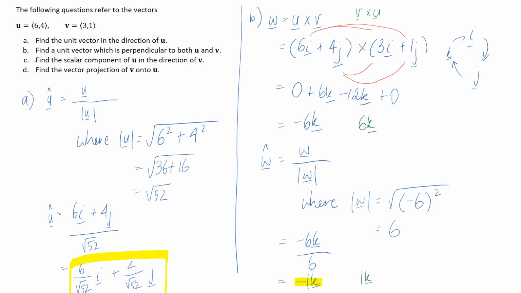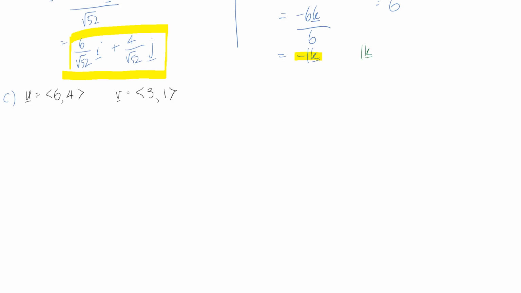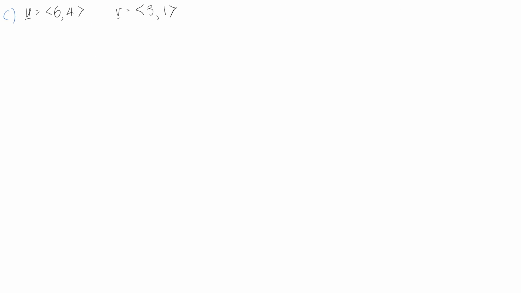So for part C here, we're asked to find the scalar component of u in the direction of v. So this is thinking about projecting one vector onto the other and looking at how much goes in that particular direction. So I'm going to do a little bit of a sketch of what this looks like.